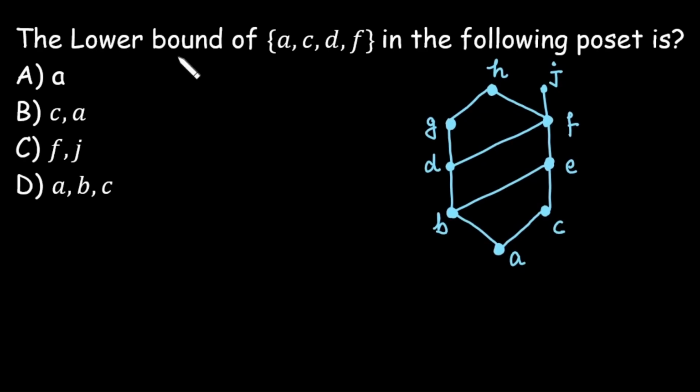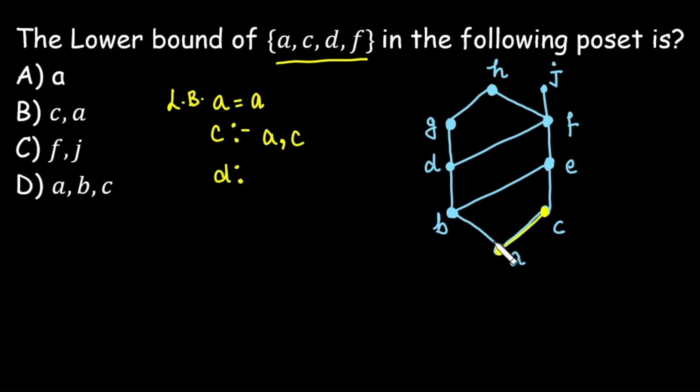Taking the last question: what is the lower bound of this set? How do we calculate the lower bound of this set? Here we have the element A. What are the lower bounds for A? We need to take a path that ends at A from the bottom. There is only a path that starts from A as well as ends at A, so the lower bound is A. For C, we need to take a path that ends at C from the bottom. So from the bottom to this, we are getting 2 points. So the lower bound in this case is A and C.